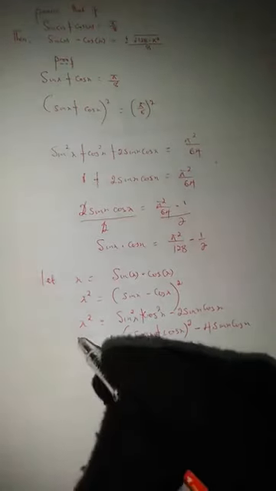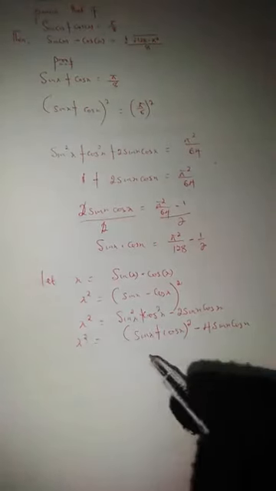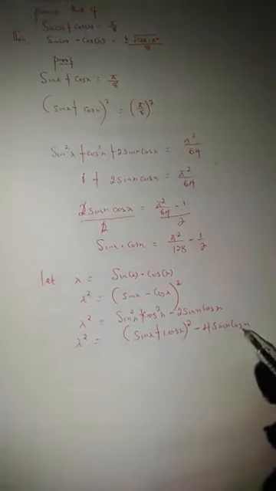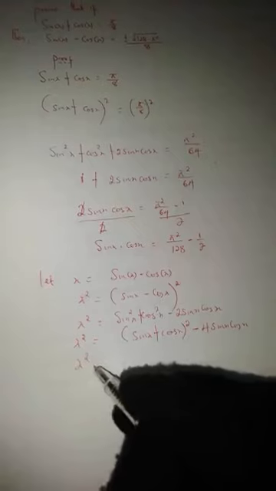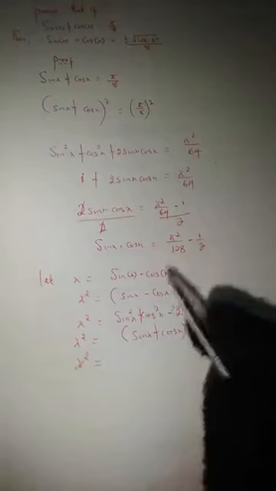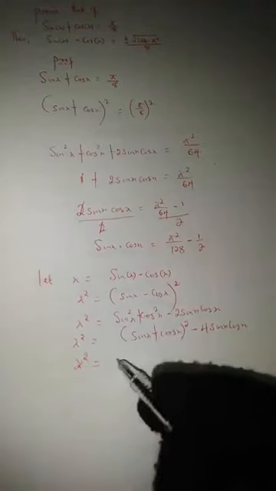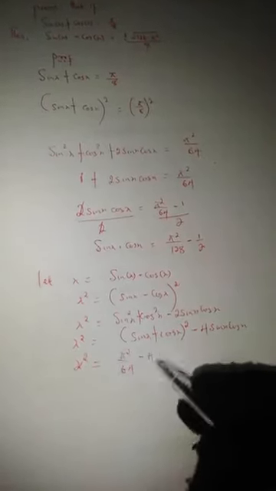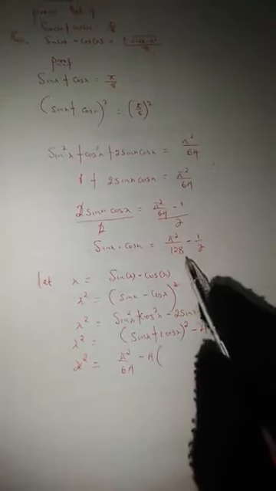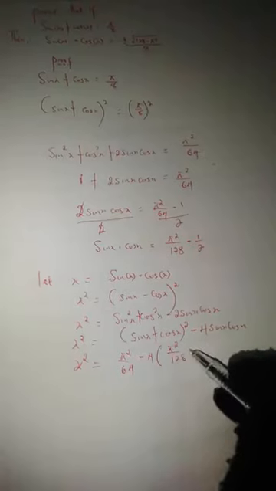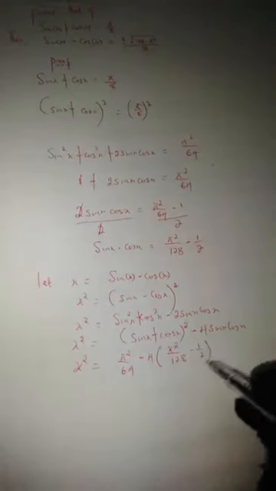Now this is equal to this, so let's substitute the values of sine x plus cos x and sine x times cos x. So we have x squared is equal to, sine x plus cos x is pi all over 8. Then pi over 8 squared is what? Pi squared all over 64. Then minus 4, open bracket, sine x times cos x. From this place, we have the value to be pi squared over 128 minus 1 all over 2.